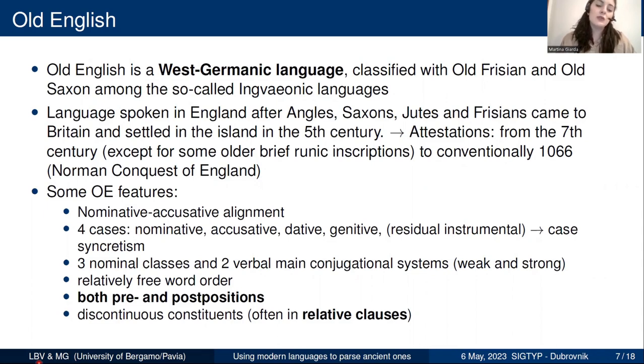Some Old English features important to our aims are the nominative-accusative alignment, 4 cases, namely nominative, accusative, dative, and genitive, which could showcase syncretism, 3 nominal classes and 2 main verbal conjugational systems, namely weak and strong verbs. Old English had a relatively free word order and allowed both pre- and postpositions and discontinuous constituents, often in relative clauses. These last 2 points, we will see, are important in our error analysis.